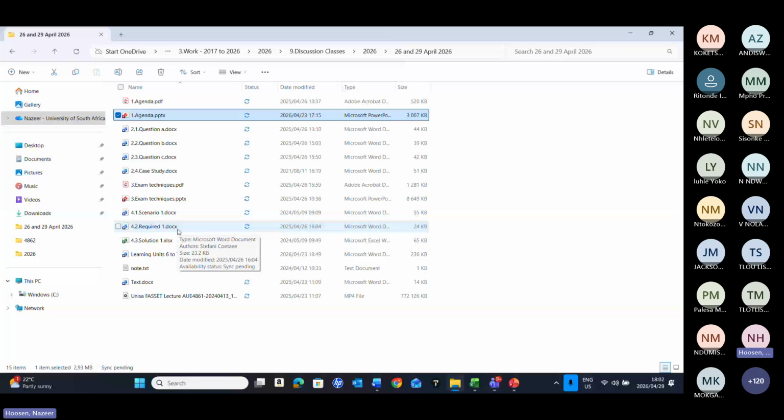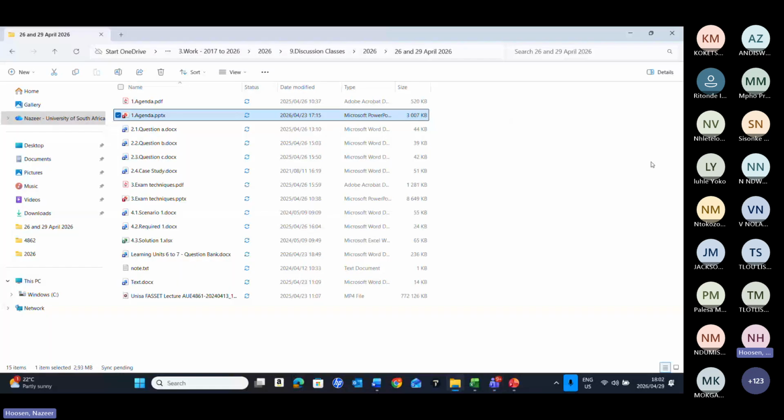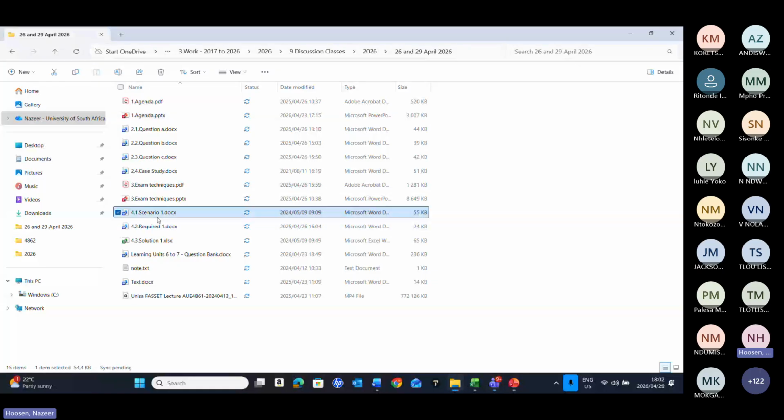We have covered aspects such as materiality and other aspects in terms of risks as well. Today we will be doing a continuation, and we will be focusing on a different question. This question will also be uploaded on myUnisa, and I would like to share this question on screen.